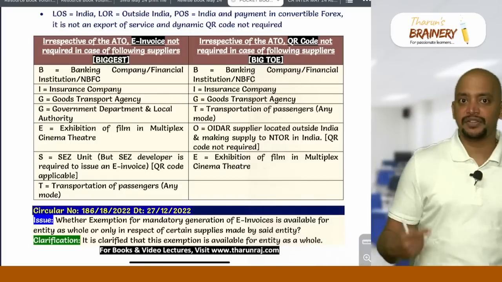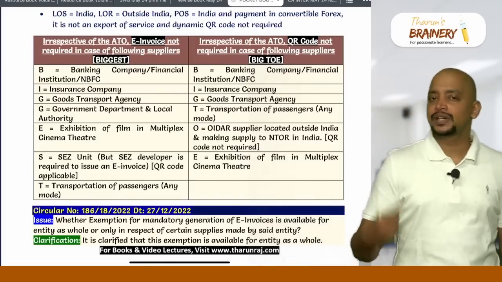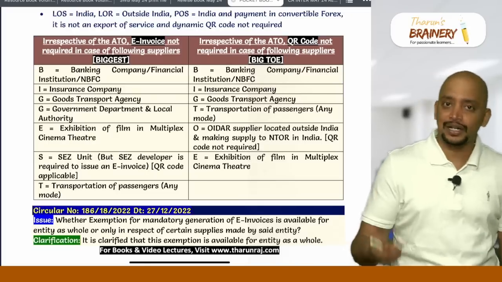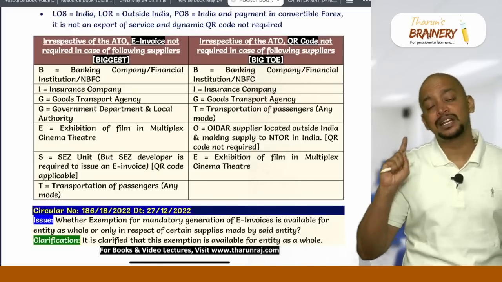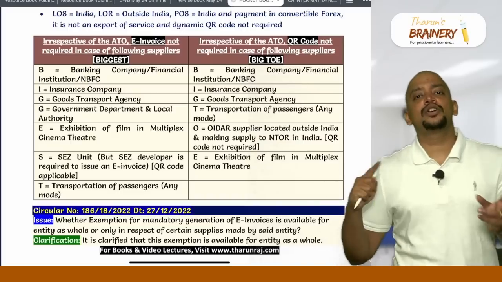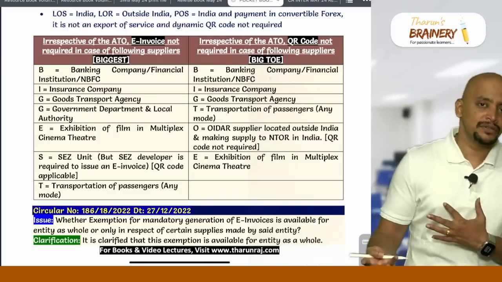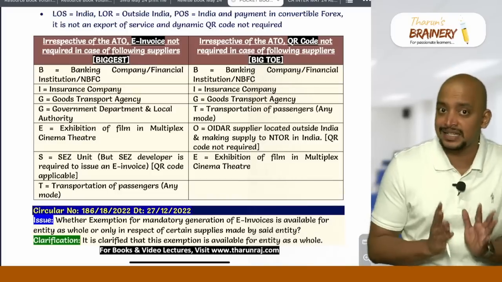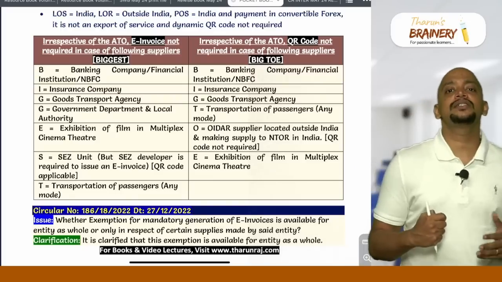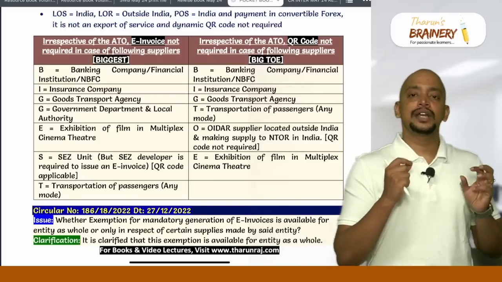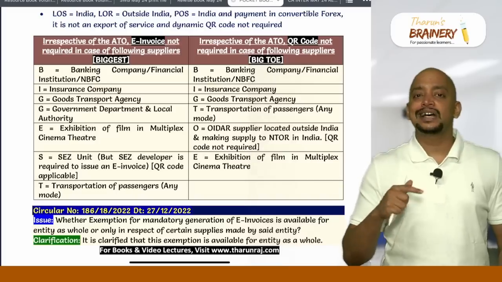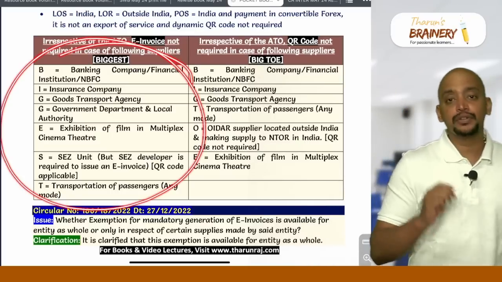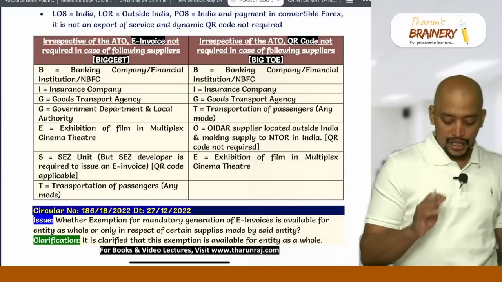So B for banking company, financial institution, NBFC, and then I for insurance company, G for GTA, goods transport agency, another G for government department or local authority, then E for exhibition of film in a multiplex theatre, and S for SEZ unit, not SEZ developer. SEZ developer is required to give E-invoice, but SEZ unit is not required. What is the difference? SEZ developer is the person who developed the SEZ or the infrastructure of the SEZ, whereas SEZ unit is the person who does business inside the SEZ. So SEZ unit is not required to give E-invoice. Then last, T, transportation of passengers in any mode, that is railways or airways, etc. So these people, even though their aggregate turnover exceeds 5 crores, are not required to give E-invoice.